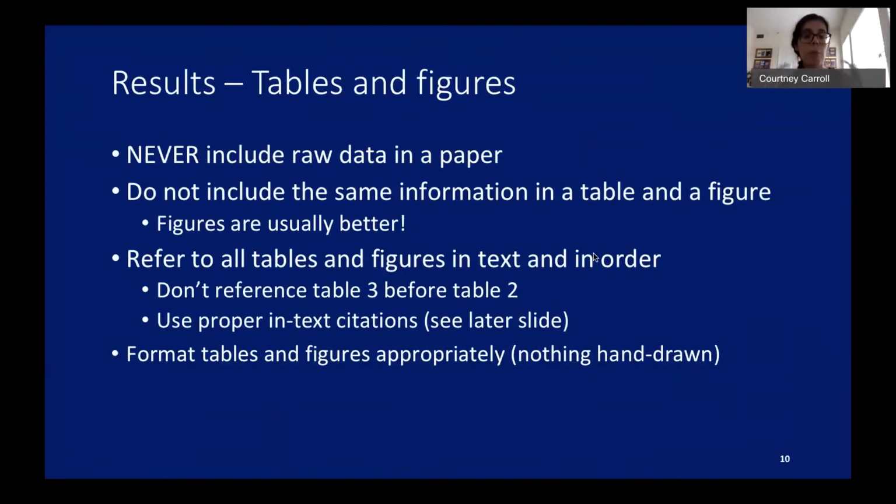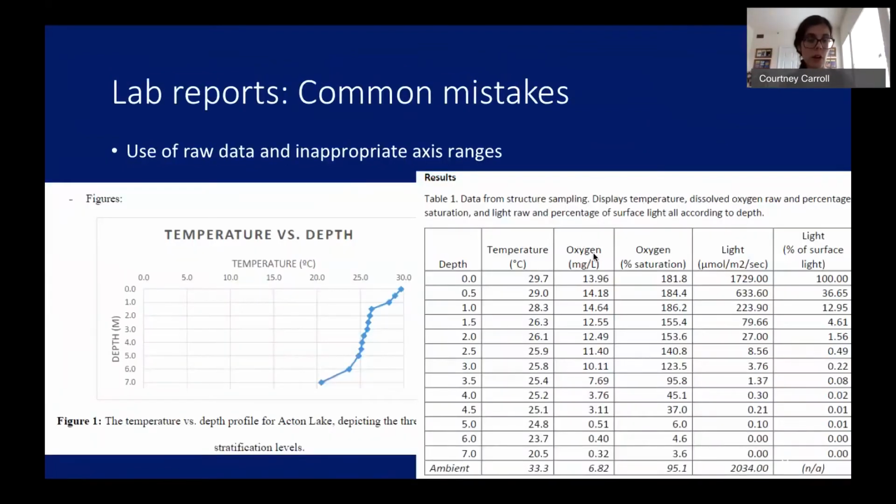And you want to use proper in-text citations when you're talking about your figures. And your tables and figures should be formatted appropriately with labels and titles. Nothing hand-drawn. Hand-drawn is not going to cut it. Okay, so you want to make sure that they're appropriately labeled, right? So we have axes labels, we have a title, we have a nice graph, same with a table, right? Nicely labeled. Common mistakes are when you just include the raw data or you don't have any axis titles or incorrect axis ranges, okay?